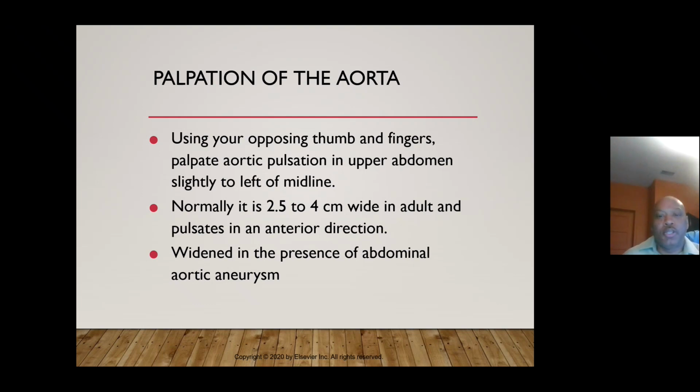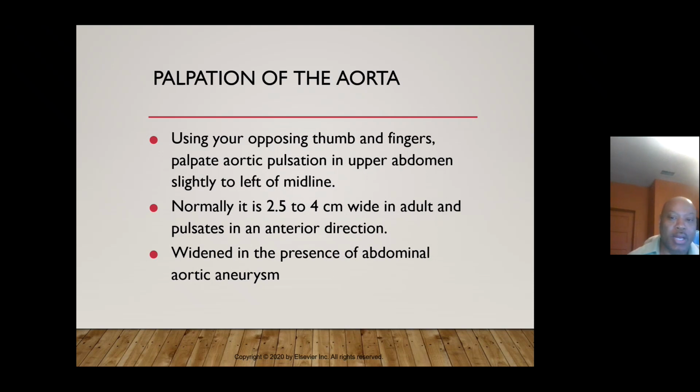So using your opposing thumb and fingers, we're palpating the aorta. We're looking for aortic pulsation in the upper abdomen, which is slightly to the left of the midline. So not exactly midline, but slightly to the left. Normally, it is 2.5 to 4 centimeters wide in adults and pulsates in an anterior direction.